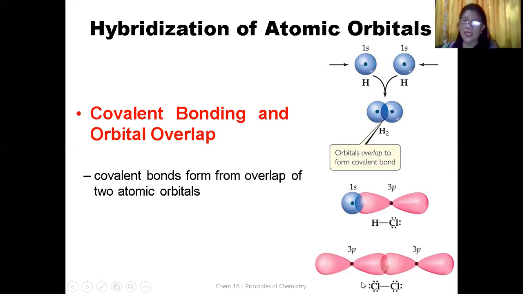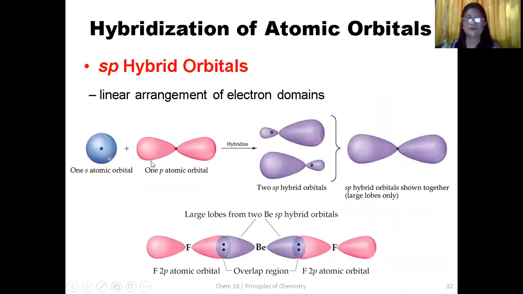Okay. So what happened here is your chlorine is in 3p. So if you have two chlorines, that's 3p and 3p. So it is an sp hybrid. Why sp? Because your hydrogen is an S and your chlorine is a P. So there will be two sp hybrid orbitals.